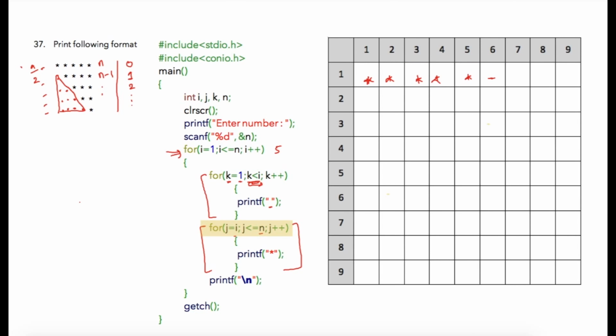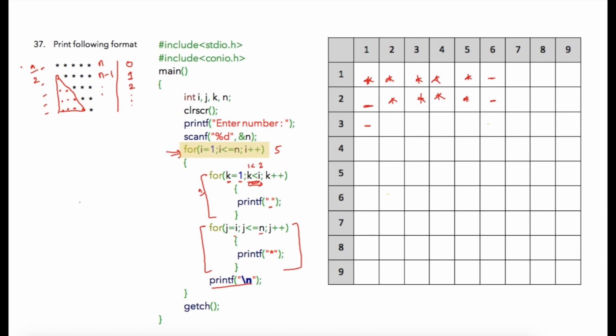Once this for loop gets completed, we are feeding one new line character, so the cursor will come on the next line, and then in the next iteration i will become 2. So for loop of k is initialized to 1, and because our i has become 2 now, the condition will be checked as 1 less than 2, so this loop will be executed once only. It will print a blank space over here, and then the next for loop will be executed 4 times, so it will print 4 stars like this, and then the cursor will be on this location, and because of \n the cursor will come on to the next line.